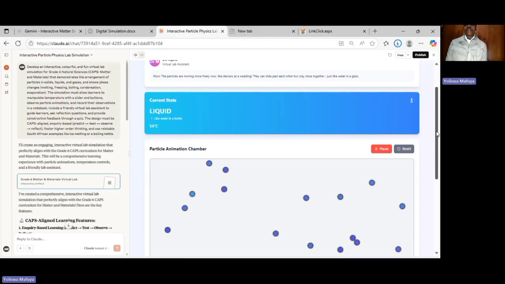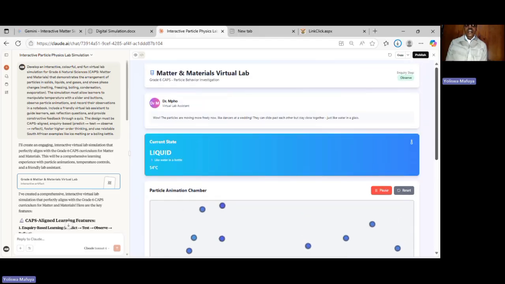So, what I like about this virtual lab is that it really makes learning relate to our real life expectations. That is why in my prompt here, as I also said, it should be interactive and colorful, but I also said that the design must be CAPS aligned. It must have an inquiry, right? It must foster higher order thinking. This is very important.